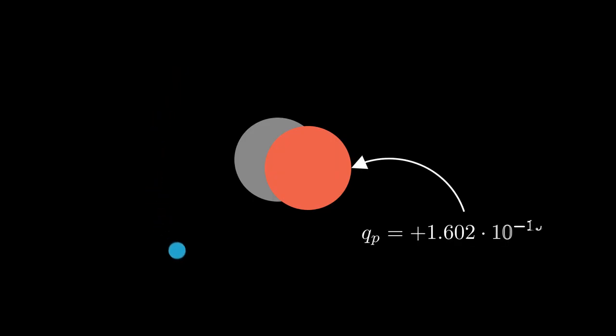coulombs. Together with the so-called protons and neutrons, electrons form atoms, which are the base building blocks for everything in our world. A proton, just like the electron, has a charge, which has also the same value of the electrons, but just with a positive sign.